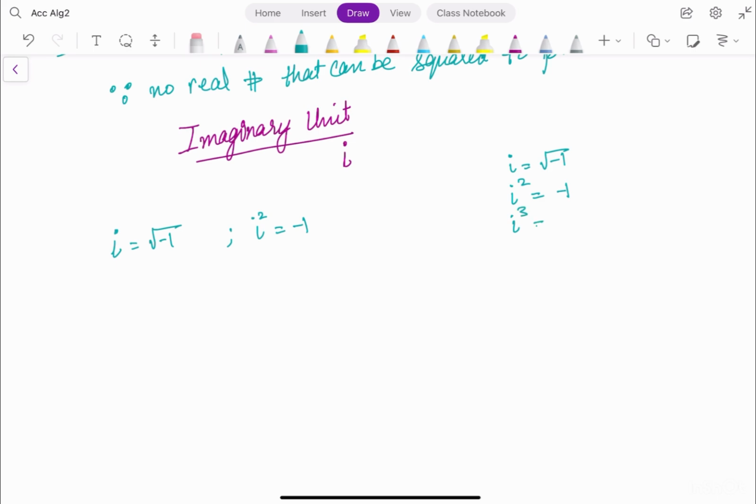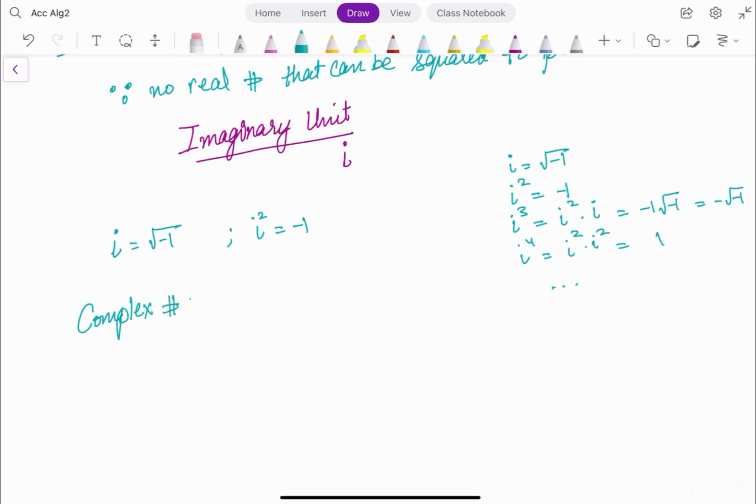What will be i cubed? i cubed is nothing but i squared times i, so it will give you negative of the radical of negative 1. Let's find out what i to the power of 4 will be. i to the power of 4 is nothing but i squared times i squared, and i squared is negative 1, so negative 1 times negative 1 will give you only 1. The same way you can calculate the others.